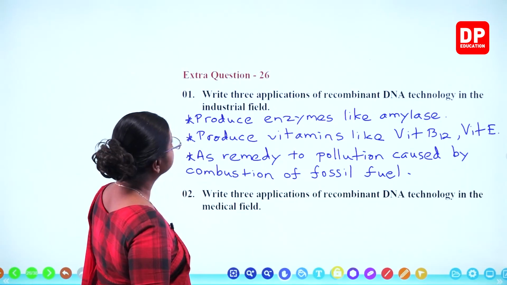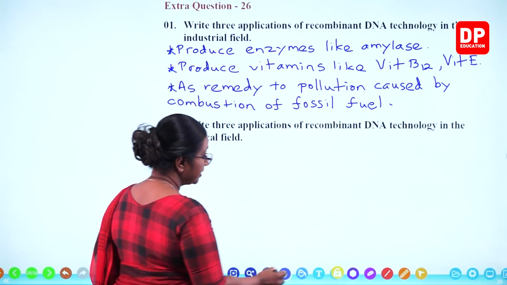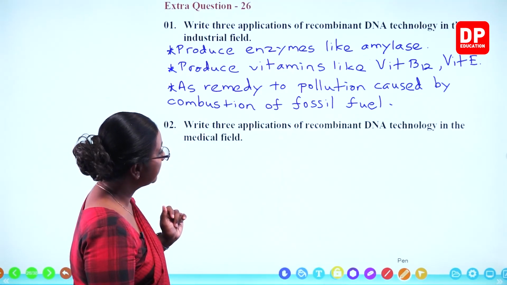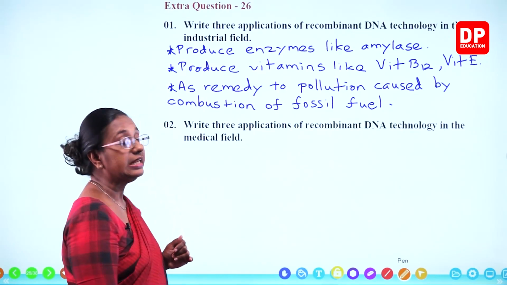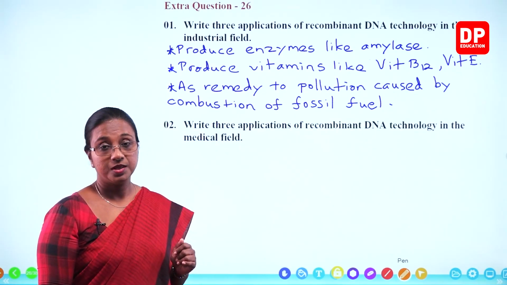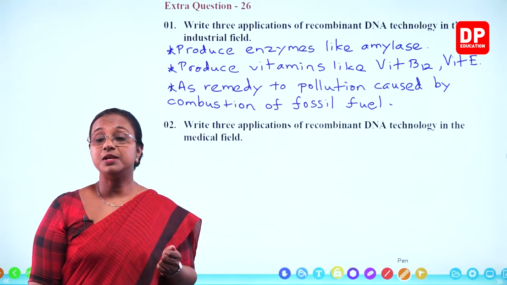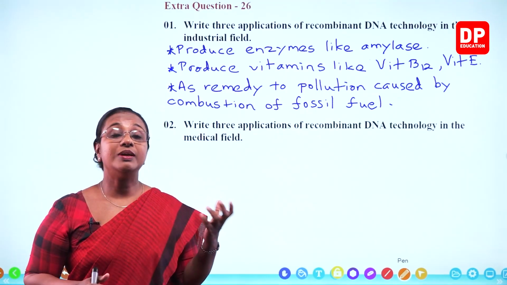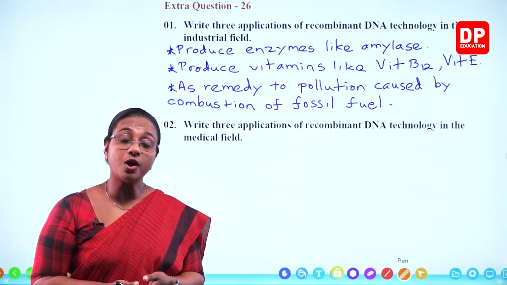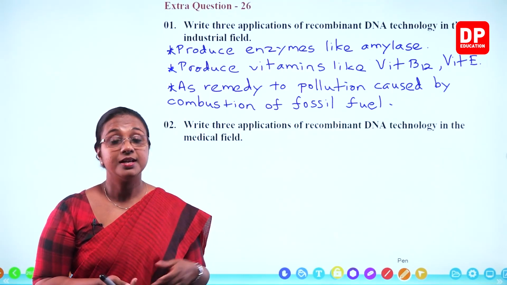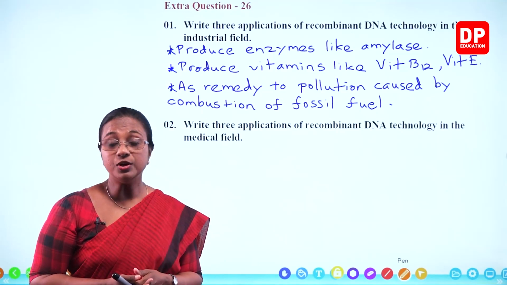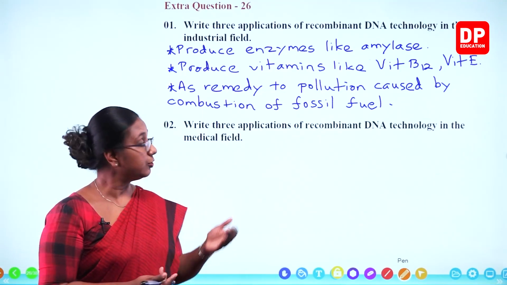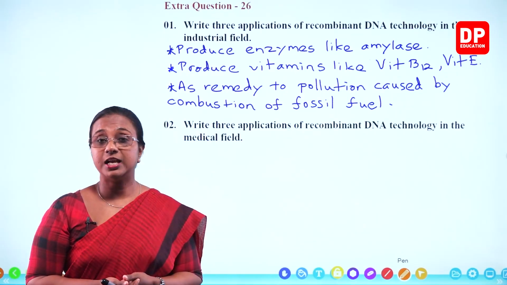Then we have the next part of the question. Write 3 applications of recombinant DNA technology in the medical field. So here also we can produce different substances. For example, hormones. Now, insulin is a hormone that is used commonly by diabetic patients. Diabetic patients sometimes need to inject insulin as their remedy. So, to produce insulin, we can use the technology.